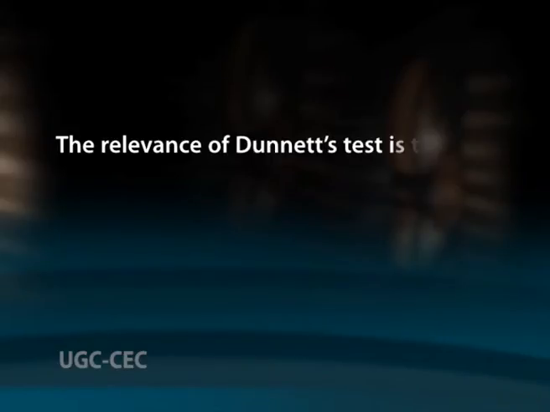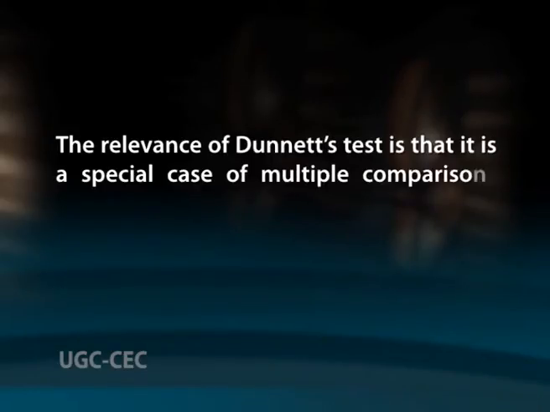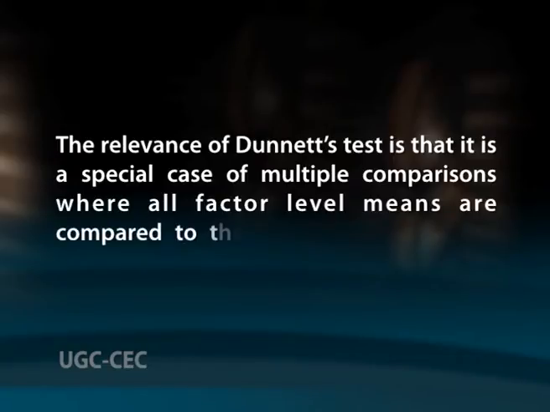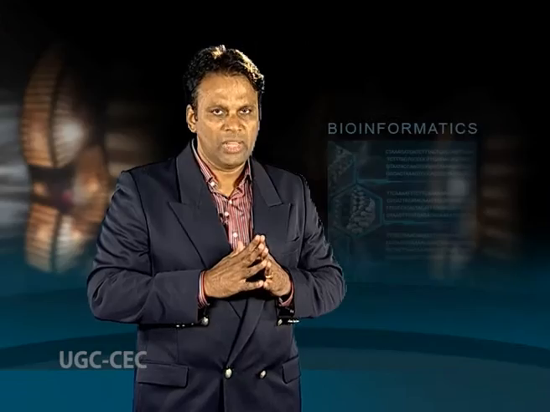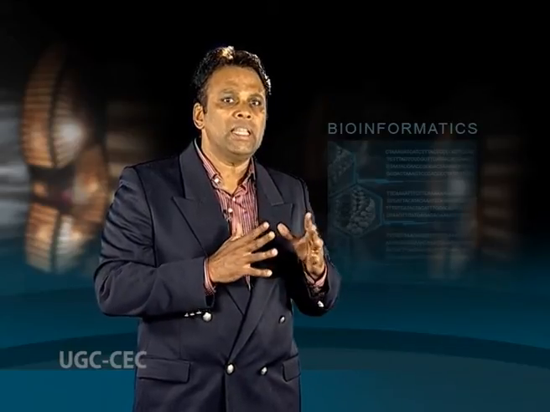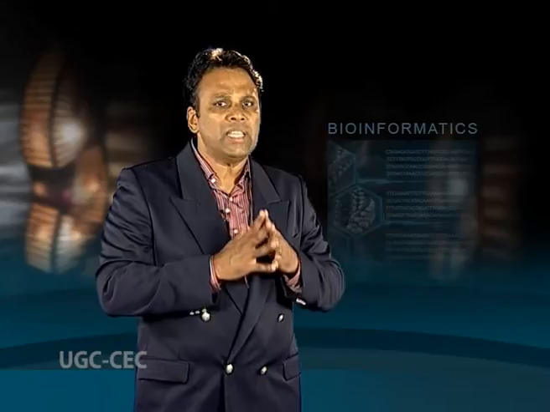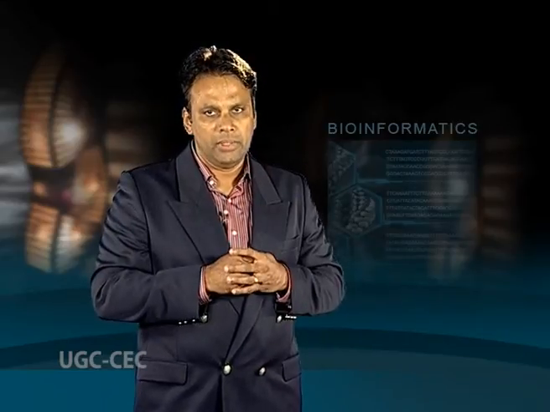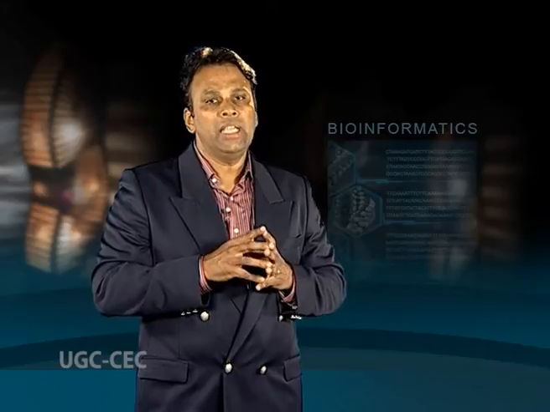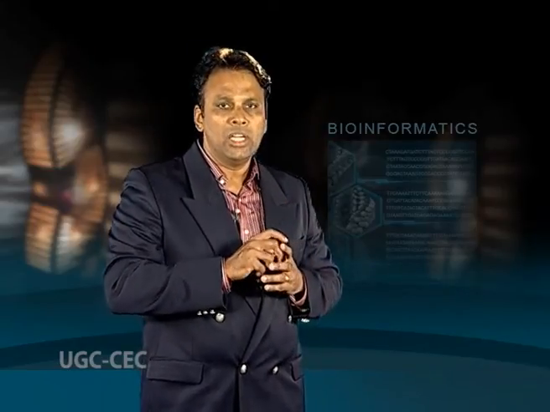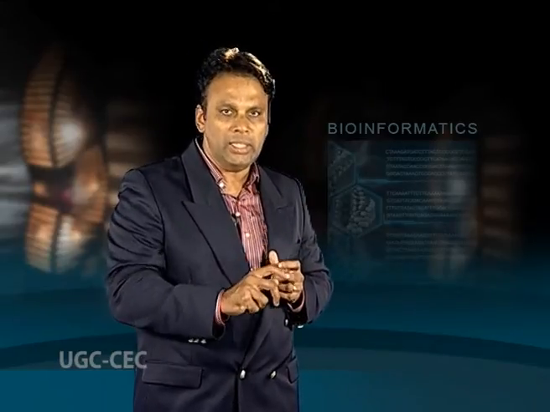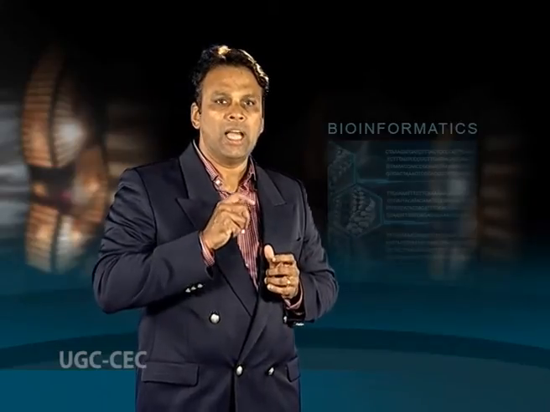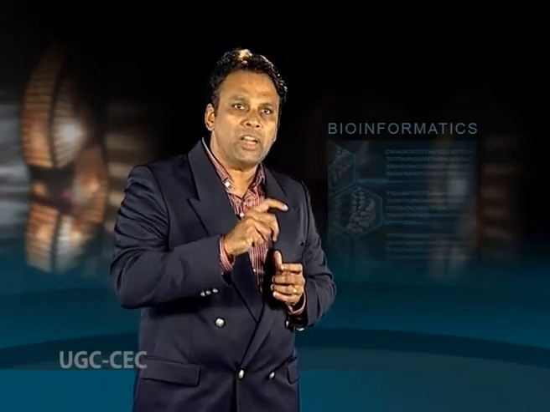The relevance of Dunn's test is that it is a special case of multiple comparisons where all factor level means are compared to the control, but no other pairs of means are tested. A QTL is defined as a region of the genome that is associated with an effect on a quantitative trait. The relevance of QTL is that it is widely used in crop plants to analyze diverse traits including yield, quality, disease and insect resistance, abiotic stress tolerance and environmental adaptation.